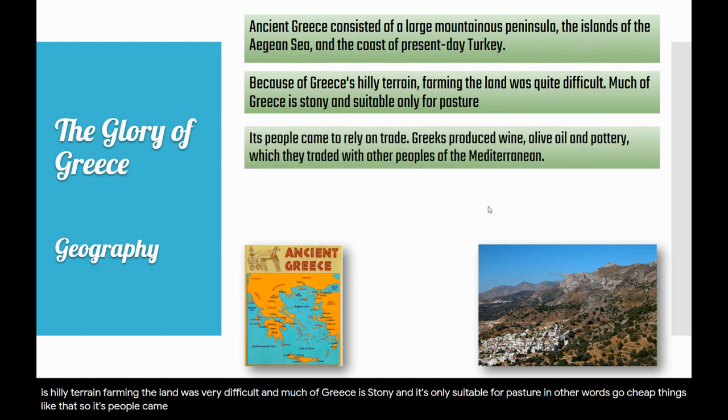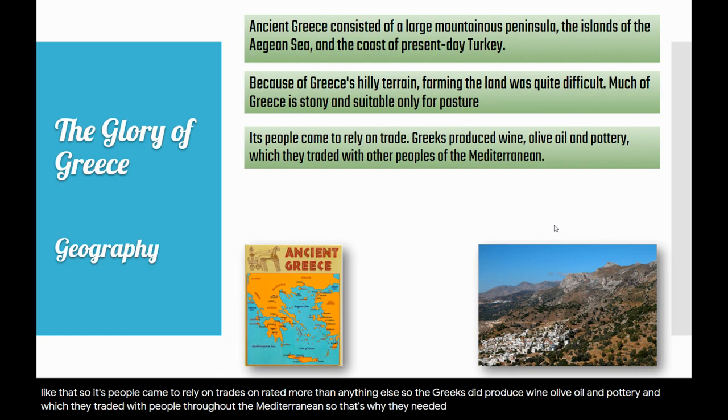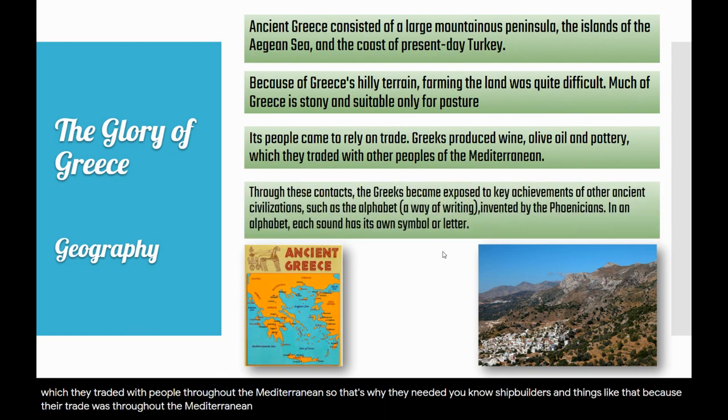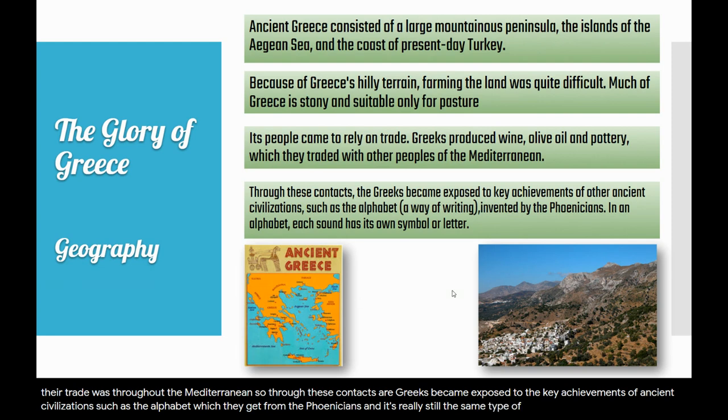So people came to rely on trade. So instead of farming like everybody else we talked about, they traded more than anything else. So the Greeks did produce wine, olive oil, and pottery, which they traded with people throughout the Mediterranean. So that's why they needed shipbuilders and things like that, because their trade was throughout the Mediterranean. So through these contacts, the Greeks became exposed to the key achievements of ancient civilizations, such as the alphabet, which they get from the Phoenicians, and it's really still the same type of alphabet that we use today, using phonics and things like that.